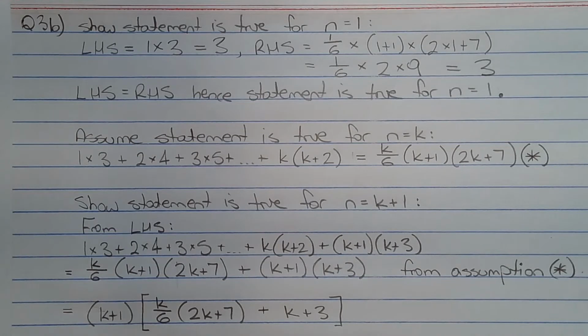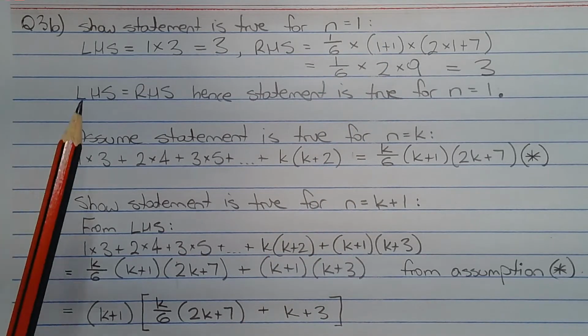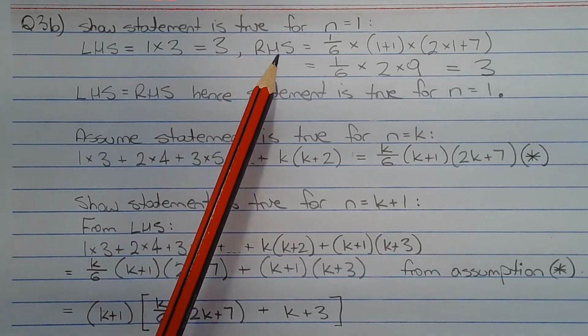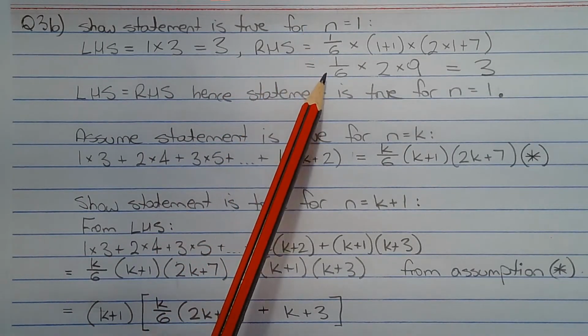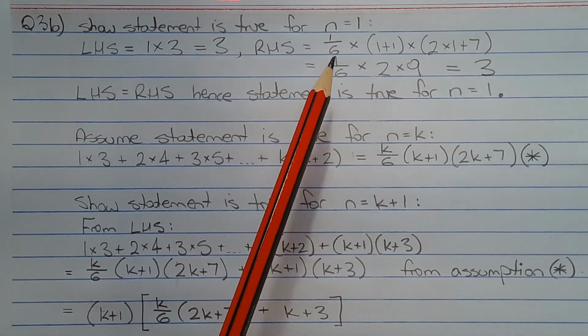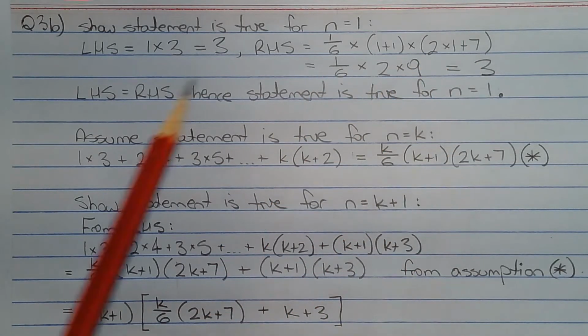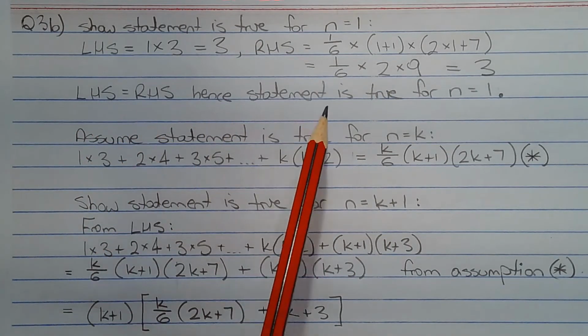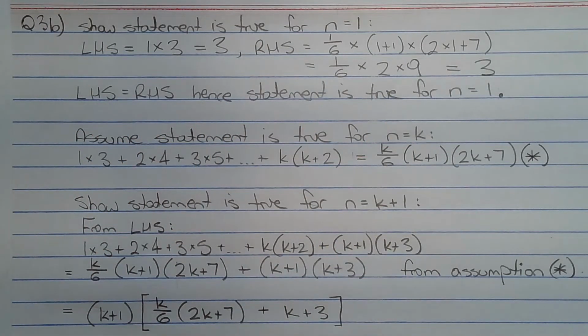The first step is to show the statement is true for some value of n. And in this case, the smallest value of n that we can test is n equals 1. Now when n equals 1, the left-hand side of the statement equals 1 times 3, which equals 3, and the right-hand side of the statement equals 1 over 6 times (1 plus 1) times (2 times 1 plus 7), which equals 1 over 6 times 2 times 9, which equals 3. The left-hand side equals the right-hand side, hence the statement is true for n equals 1.